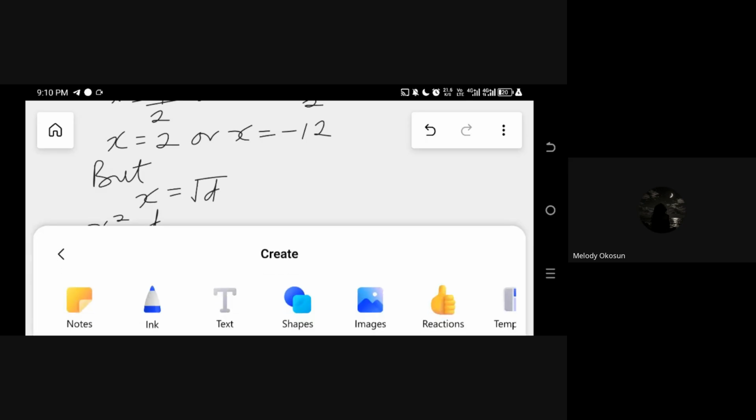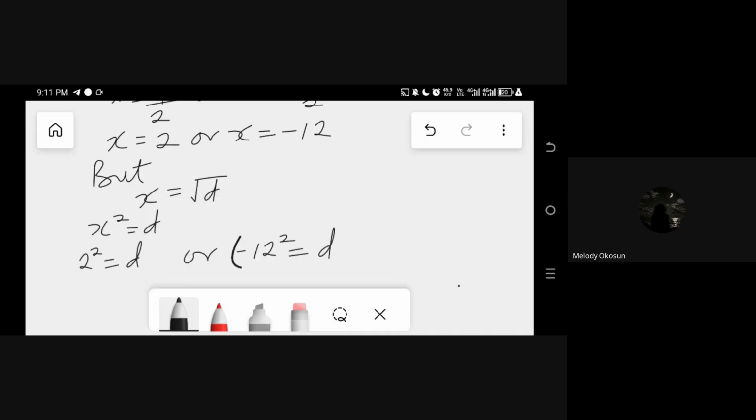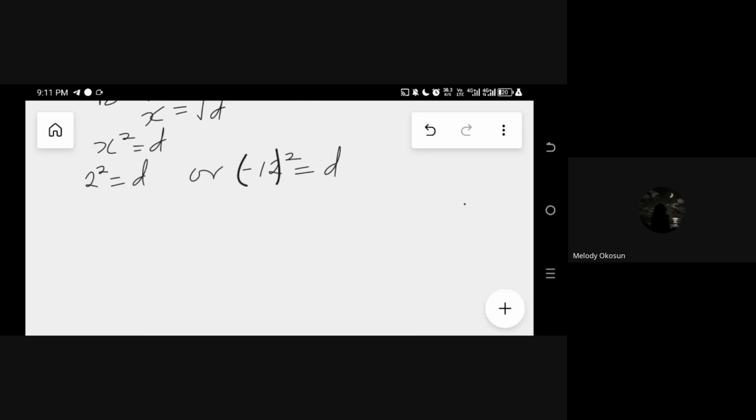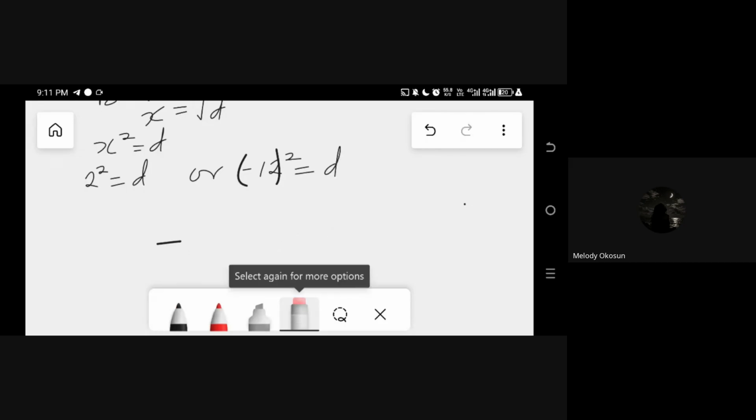Please take note, like I told you, when you're dealing with this, always put this in a bracket. A number that carries minus, when you're looking for the square, put it in a bracket so that you don't go and write a wrong answer. Because if you just say minus 12 square without bracket, it will be giving you minus 144. Even when you use your calculator, if you say minus 12 square, the answer it will give you is minus 144. So that's why you put it in a bracket so that the calculator will give you the correct answer.